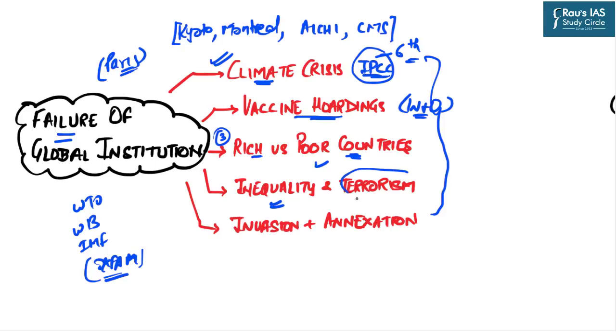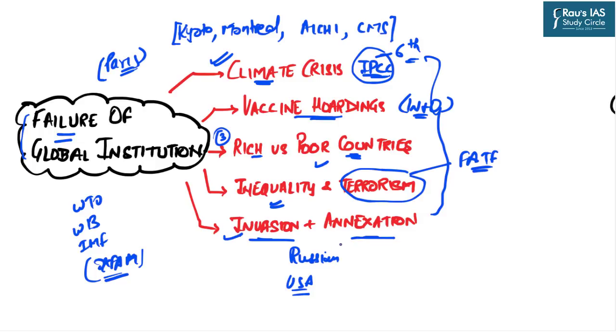Further, as far as terrorism is concerned, we have also witnessed that whether it is the Financial Action Task Force or other organizations, terrorism still holds a strong hold in countries like Iraq, Afghanistan, Pakistan, etc. And the recent example of the failure of the global institutions is the practice of invasion and annexation. Now, this invasion and annexation is not restricted to the Russian invasion of Ukraine. It also has to deal with the USA's invasion of, for example, Libya, Egypt, Afghanistan, etc. Whether it was the Yemen crisis or the Crimean crisis, we have seen continuous invasions as well as annexation.